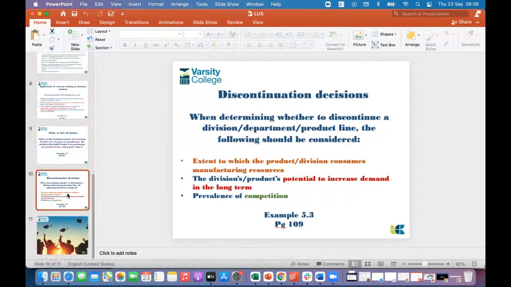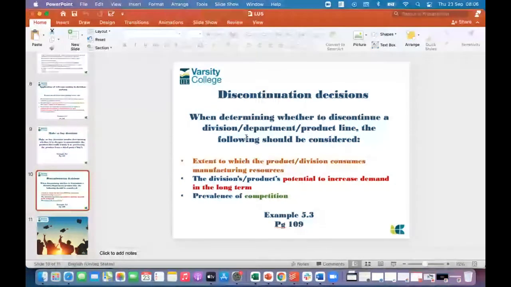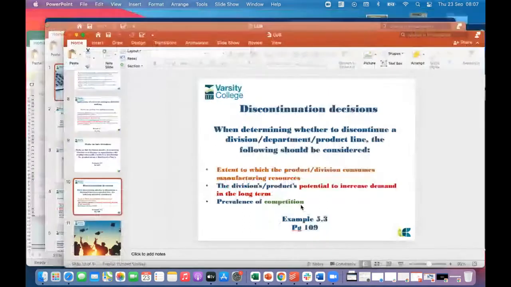Okay, so these slides are actually very short. That's good. Discontinuation decision. When determining whether to discontinue a division, department, or product line, the following should be considered. Extent to which the product or division consumes manufacturing resources. The division or product's potential to increase demand in the long term. Then prevalence of competition. Those are the three, amongst other key factors you should consider. All right. I don't think you can really exhaust that thought process.